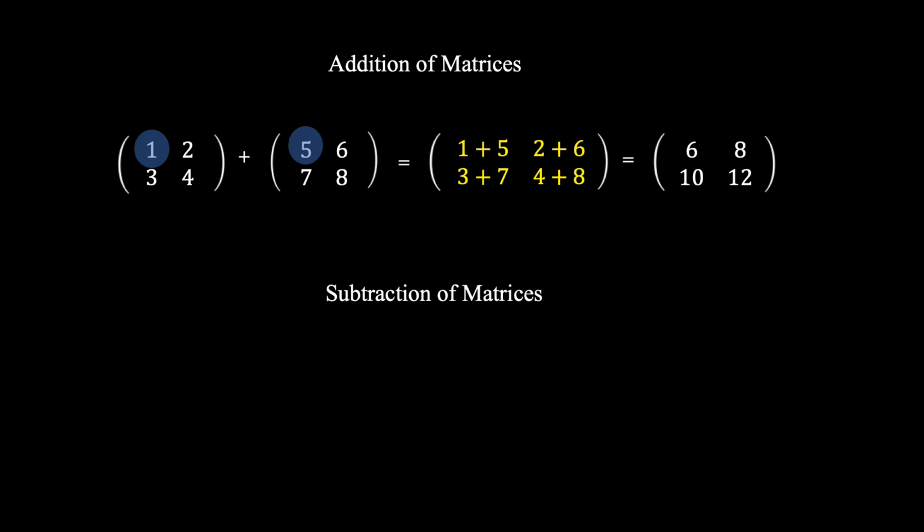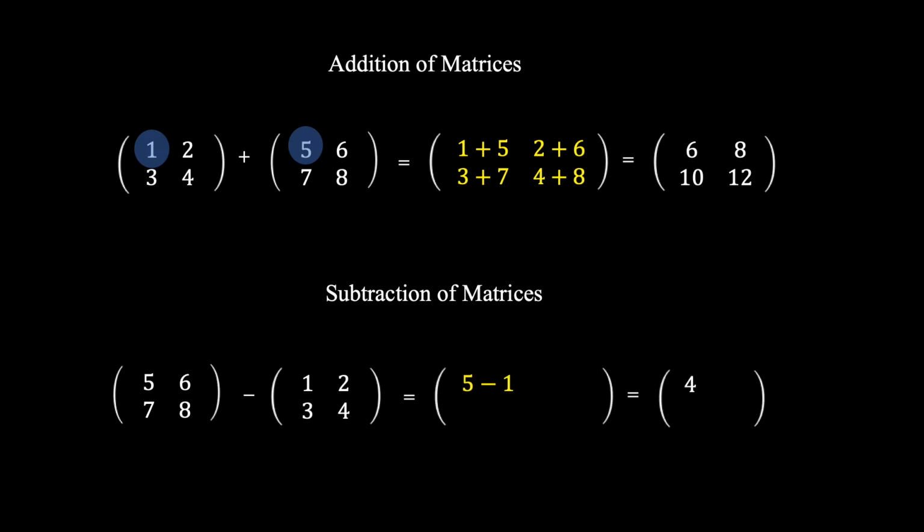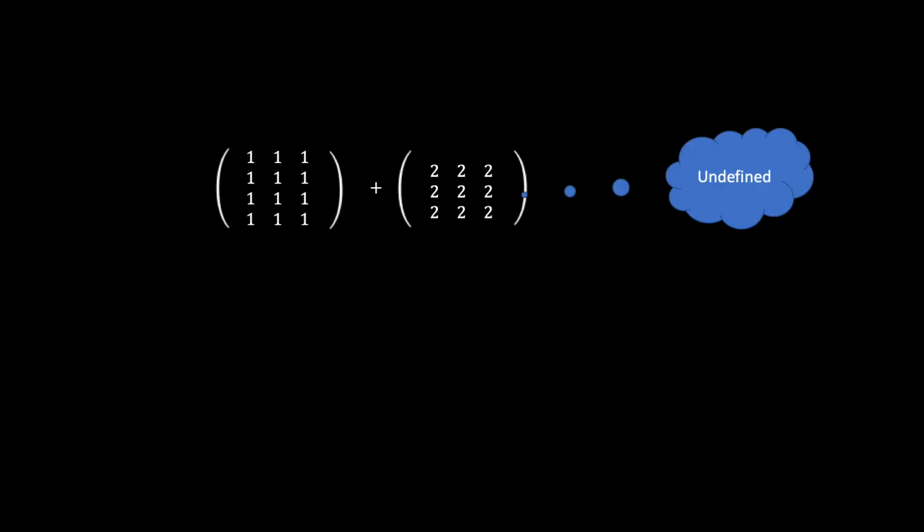Matrices subtraction follows exactly the same rule, except we do subtraction instead of adding in the same process. Following this rule, we can easily tell that matrices addition and subtraction can be only performed when the two matrices have the same number of rows and columns. Thus, the example shown in this page is undefined.